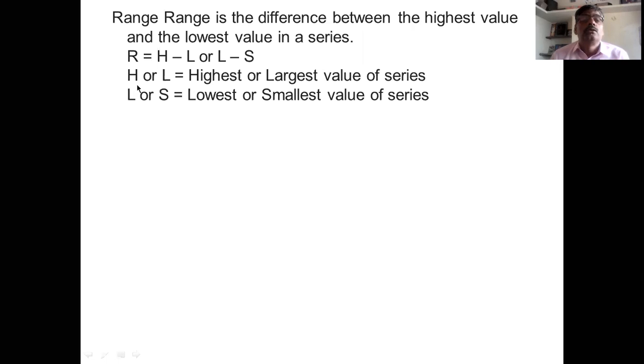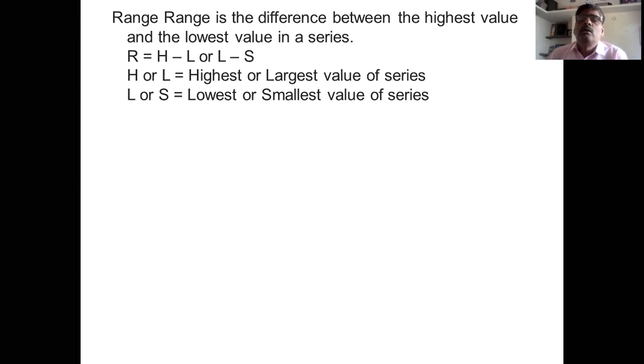Okay. So H or L means highest, or L means the largest value of the series. L or S means the lowest or smallest value of the series. This is the range. What is range? Range is the difference between the highest value and the lowest value of the series.